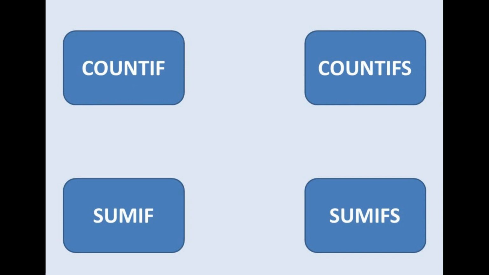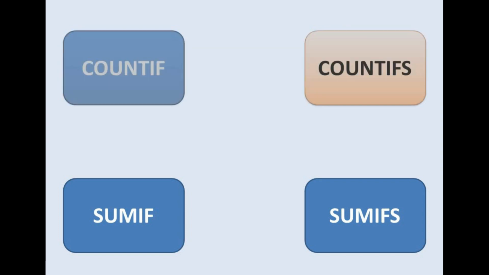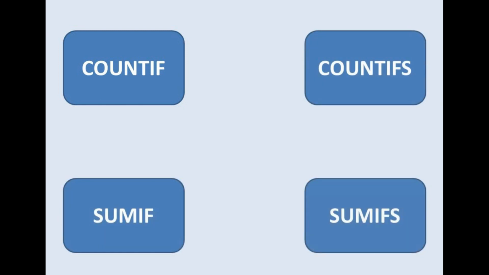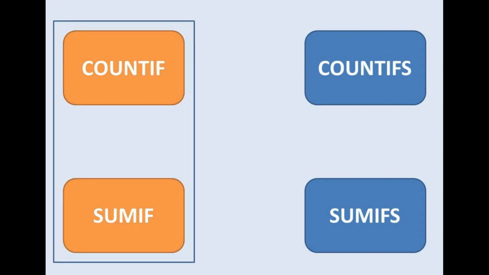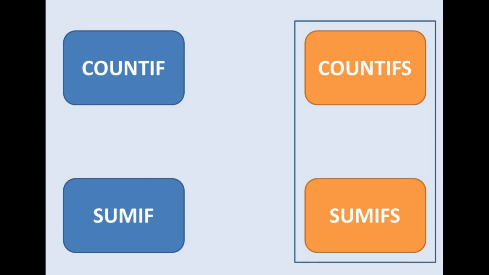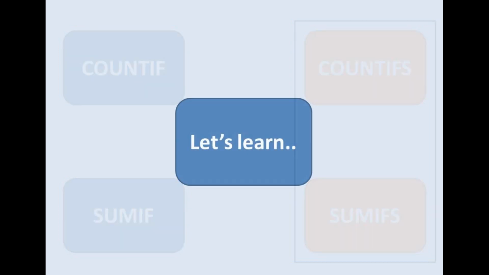In this video, we will learn 4 important Excel functions: COUNTIF, COUNTIFS, SUMIF, and SUMIFS. Now, before moving forward, we need to understand the differences between these. Functions without S, which are COUNTIF and SUMIF, can be used to satisfy only one condition, while the other functions, COUNTIFS and SUMIFS, can be used to satisfy one or more than one condition. So let's learn.